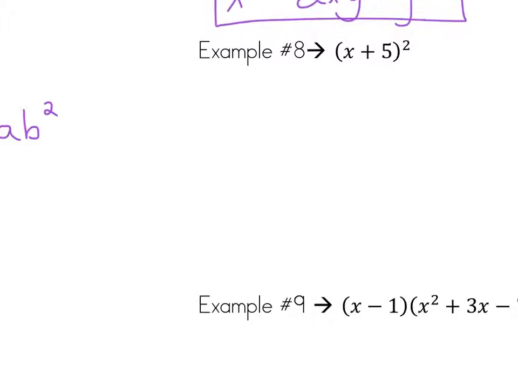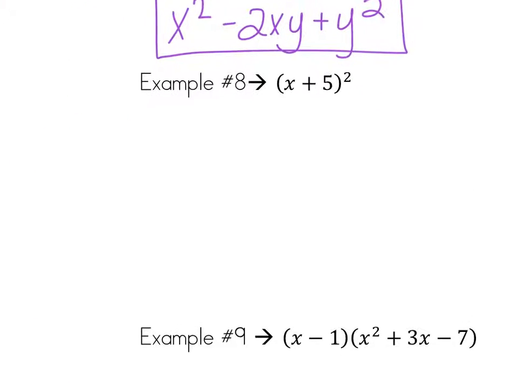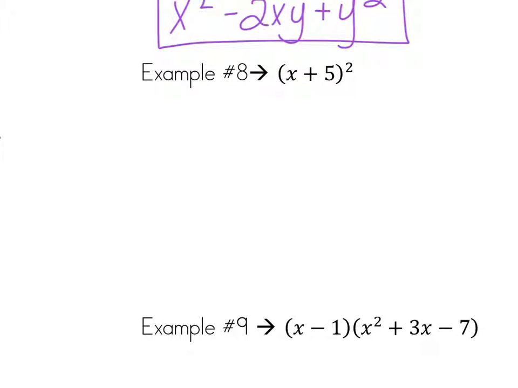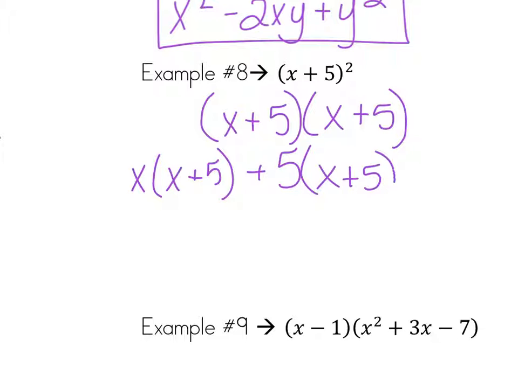Example number 8 is very similar to example number 5 because it deals with this power outside the parentheses. The very first thing that I need to do when I see something like this is expand. I'm going to write this as x plus 5 all times itself. X plus 5, that's squared. Now it helps me to see, I'm double distributing again. X times x plus 5 plus 5, all times that second binomial of x plus 5.